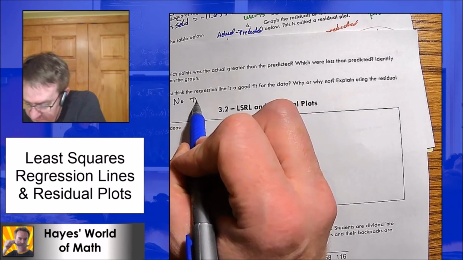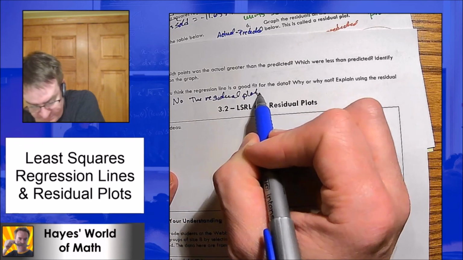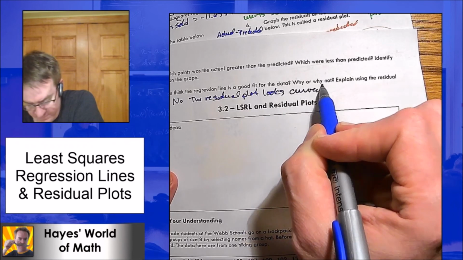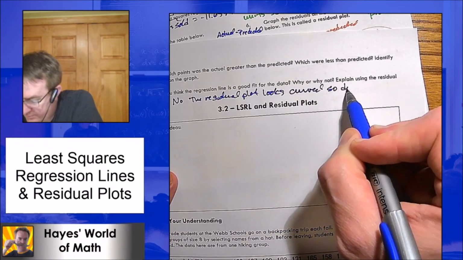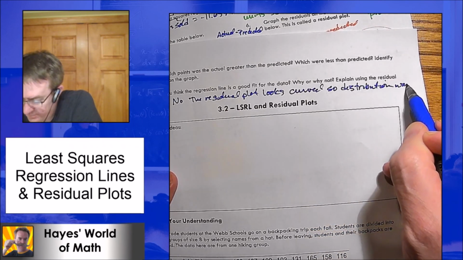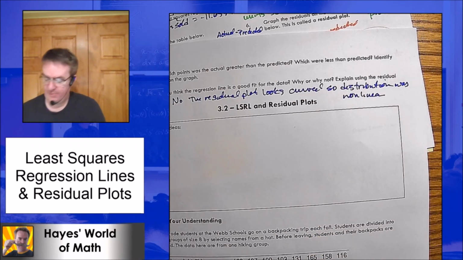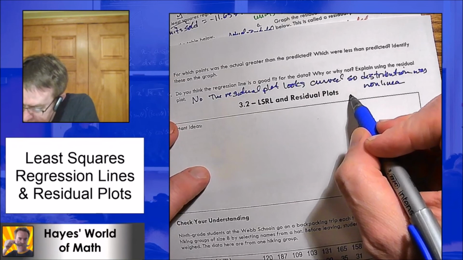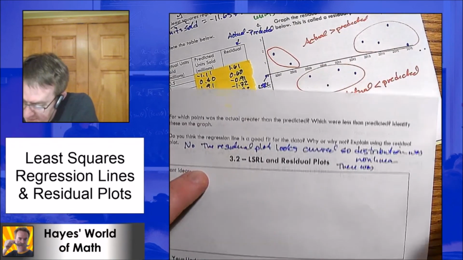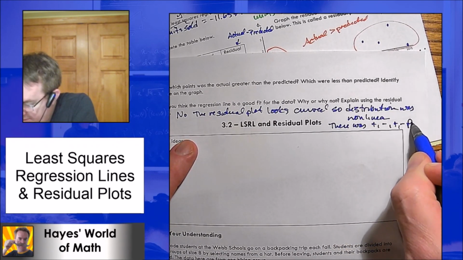Explain using the residual plot. And so you'd say, no, the residual plot looks curved. So the distribution was nonlinear. Okay. Why? Because there was a positive, negative, positive, negative. So there was a positive, negative, positive, negative pattern. I should have written that out. Sorry.